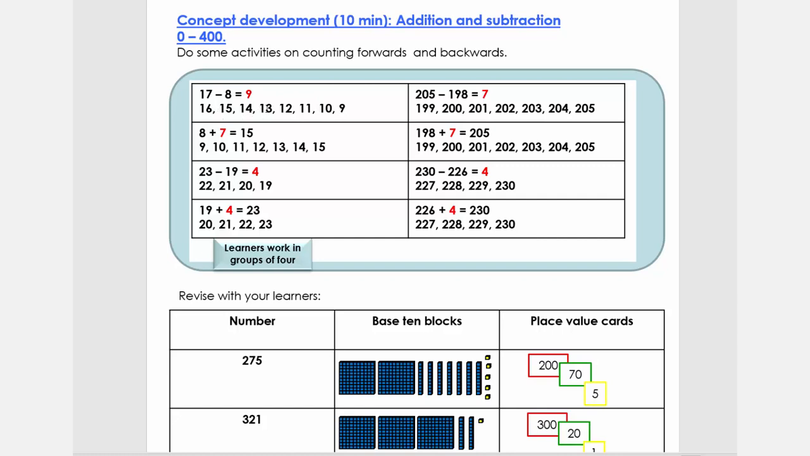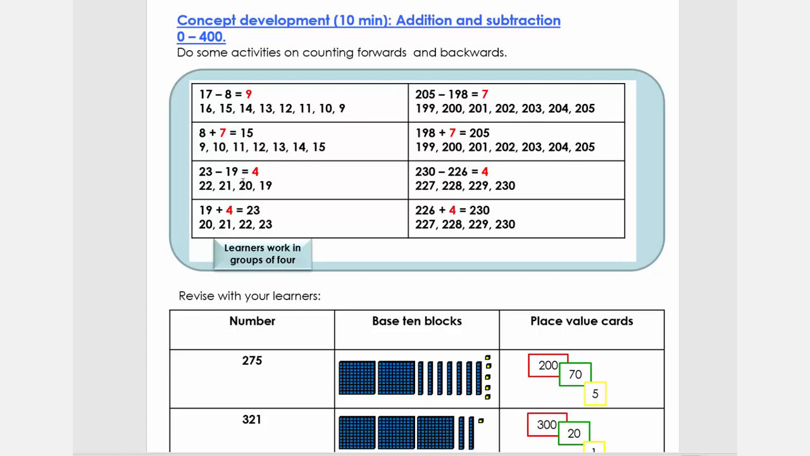It is fine if they use their hands, their fingers at the moment. So let's go and look at the next example. So we're going to say 8 plus 7. We're going to count forwards 9, 10, 11, 12, 13, 14, 15. So we see the answer is 15.